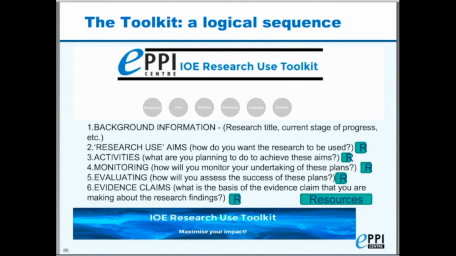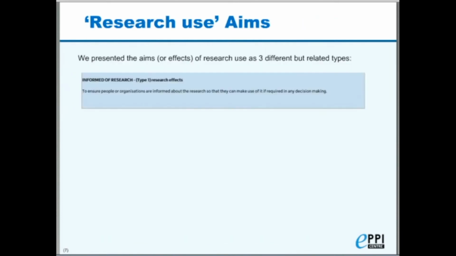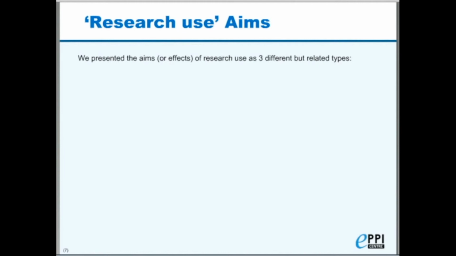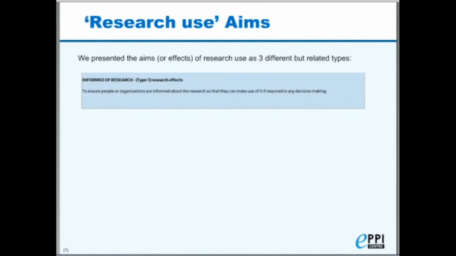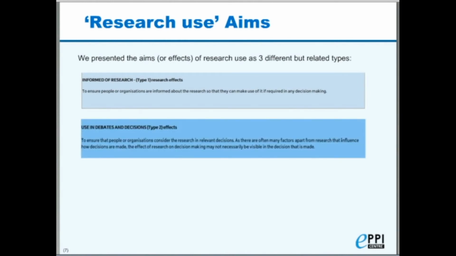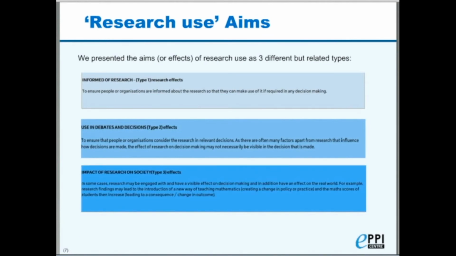One approach we used, which should help to clarify thinking around research to use processes, was presenting the research use aims as 3 different but related types. So firstly, we had type 1, which was informed of research. This was just to ensure people or organizations knew that the research was there. Type 2 effects, use in debates and decisions, was the second type. And type 3, this was impact of research on society.